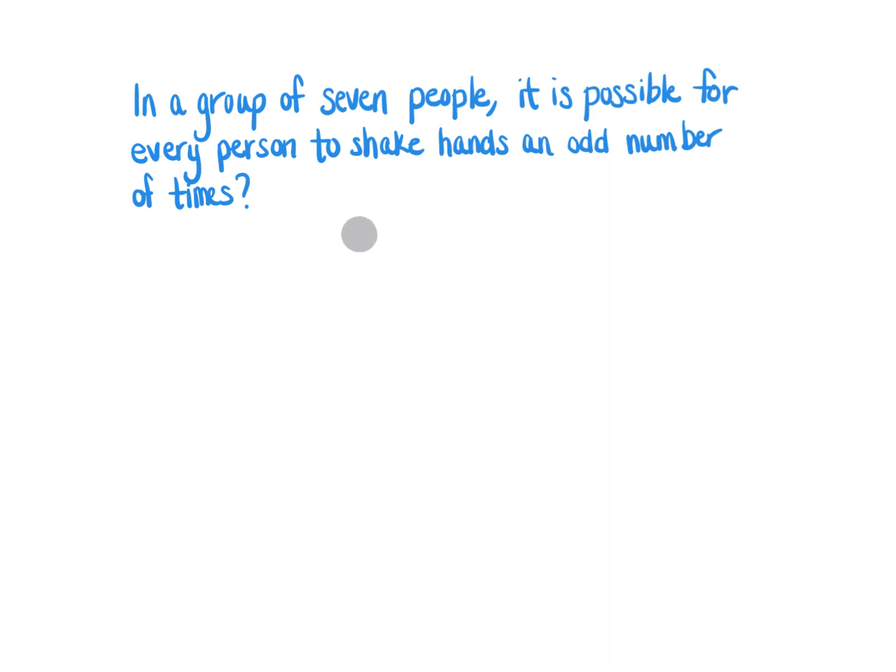So for example, let's let some dots here represent our 7 people. And then I will connect 2 dots or vertices together to represent a handshake that has taken place between those people. So the goal is to have everybody shake hands an odd number of times.